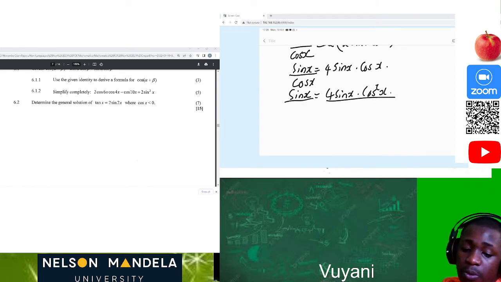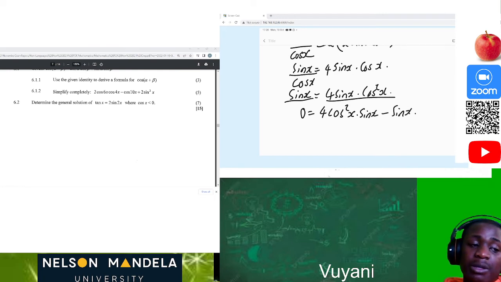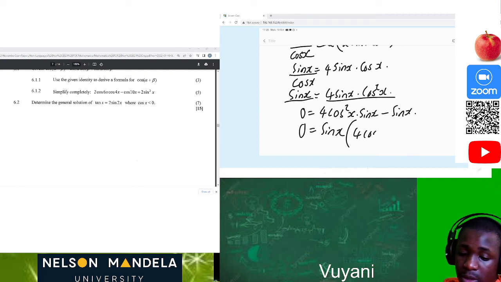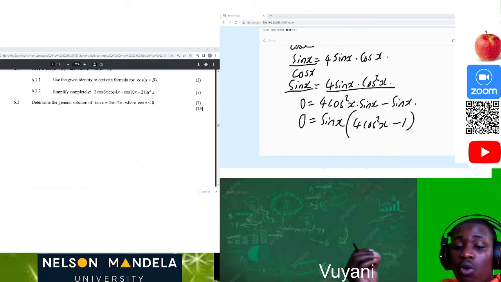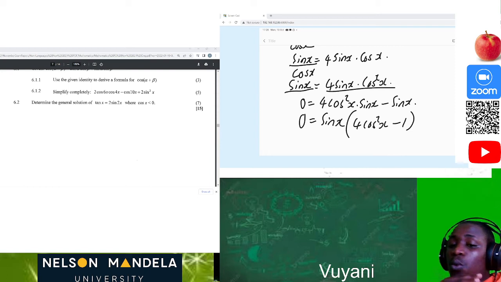Now we have 0 is equal to 4 cos square of x multiplied by sine of x minus sine of x. This is now algebra. When solving this, we can see something nice: sine of x is a common factor, which gives 4 cos square of x minus 1. We're still going to get the angle of cos, but we won't lose sine x.